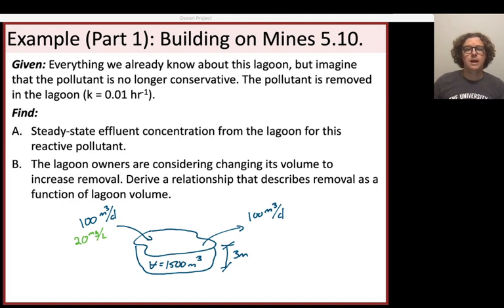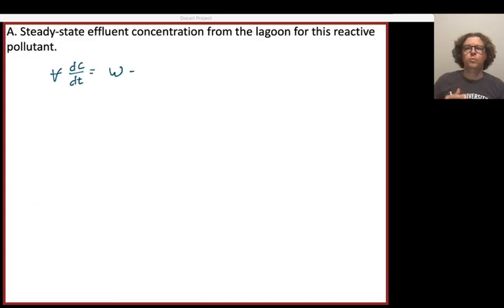So first task, steady state effluent concentration from the lagoon. In other words, what's the outflowing concentration? So we can write our normal mass balance equation for a CSTR. Accumulation on the left is equal to loads minus outflows minus reactions minus settling.